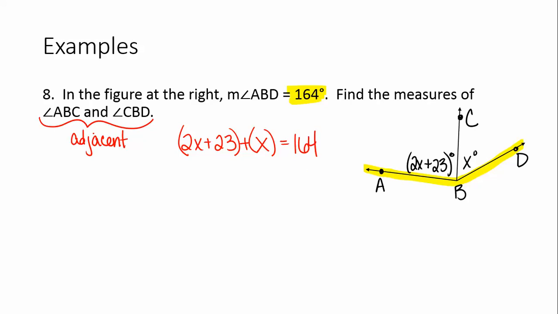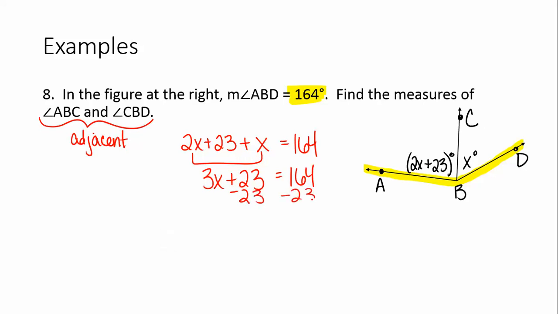So now we want to solve this equation for x. We have 2x plus 23, and we have the plus x, and we really don't need the parentheses there, so we can erase those out. We need to combine our like terms. Here we have 2x and x, so that's 3x plus 23 equals 164. Subtract 23 from both sides. So we get 3x equals 141. Divide both sides by 3, and we get that x equals 47 degrees.